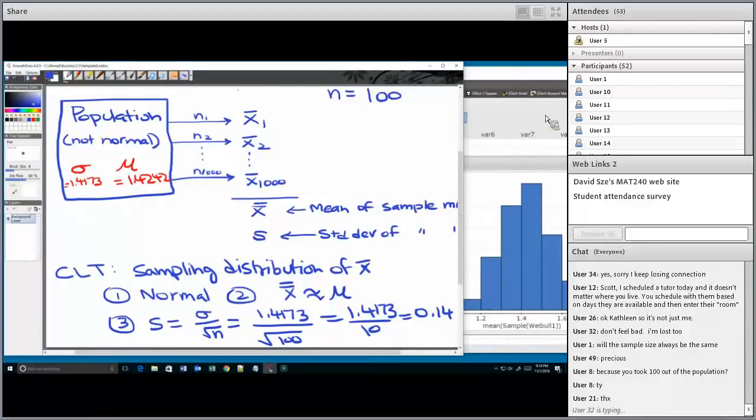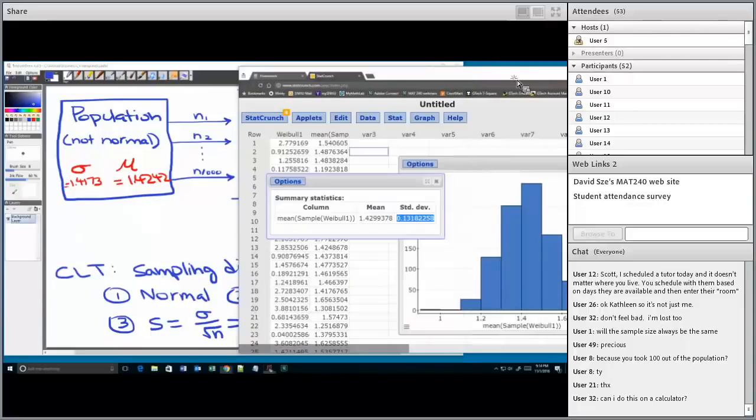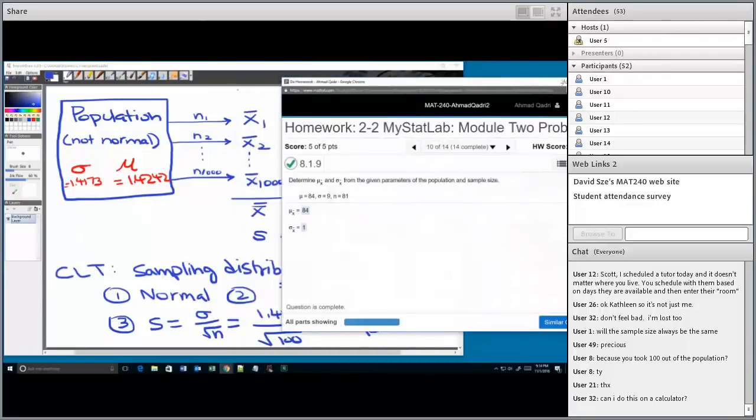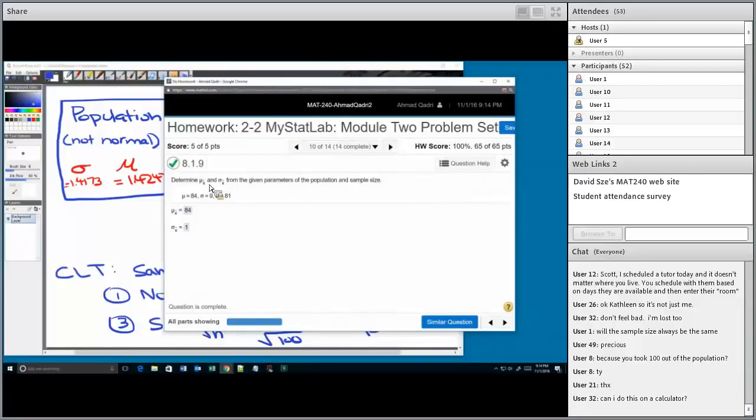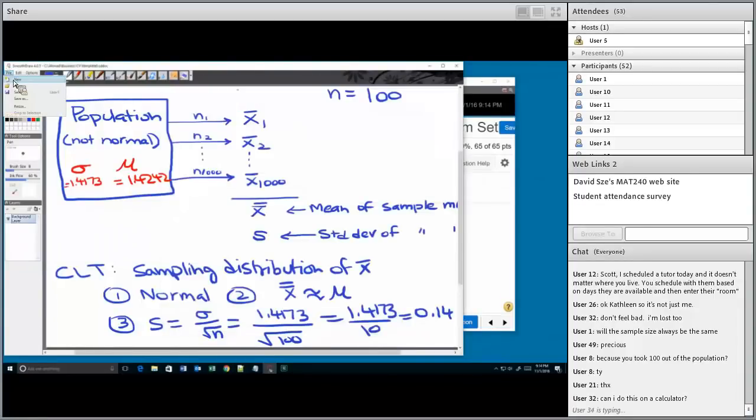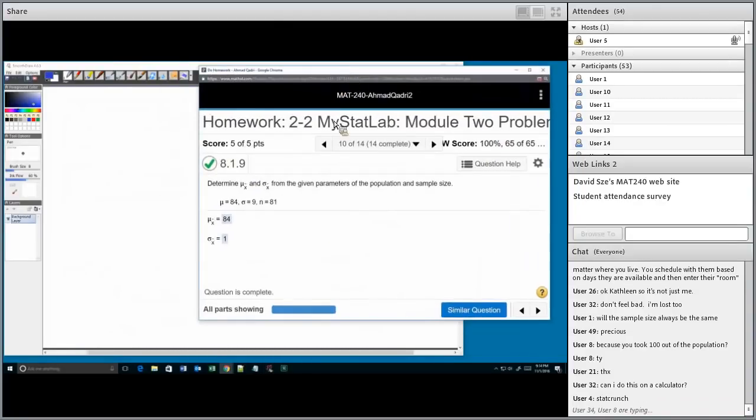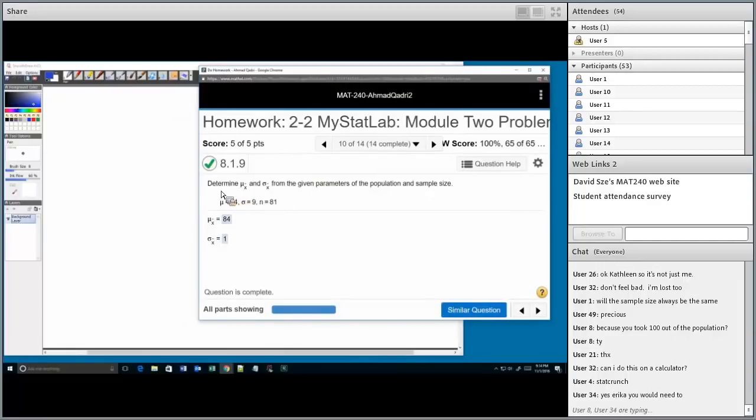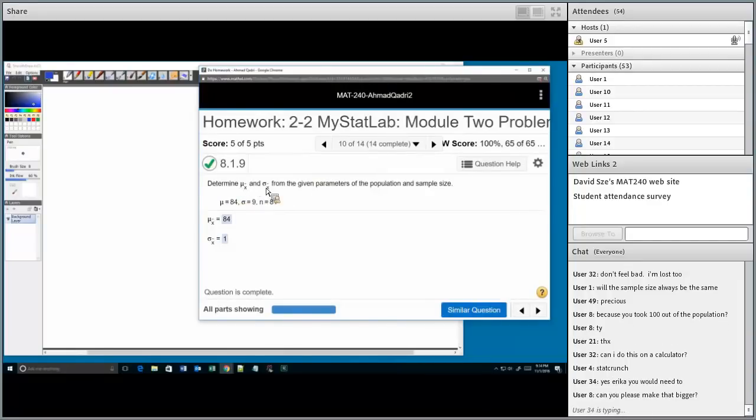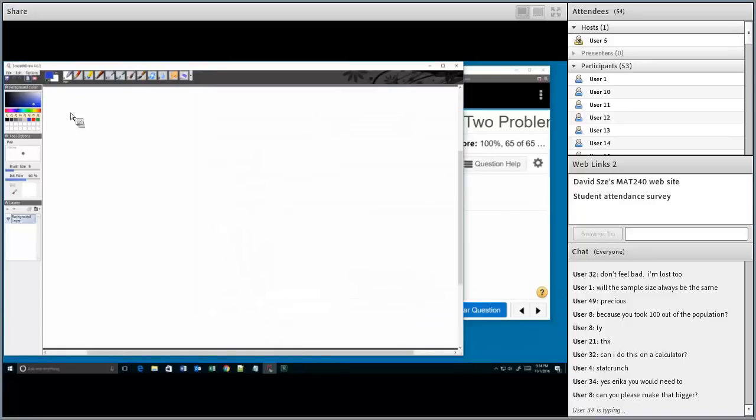So let's now do a problem, and then you'll see it's actually very easy to apply. It's harder to understand this concept, but it's very easy to apply. So here's the problem. Notice that the problem is asking to determine mu x bar and sigma x bar.